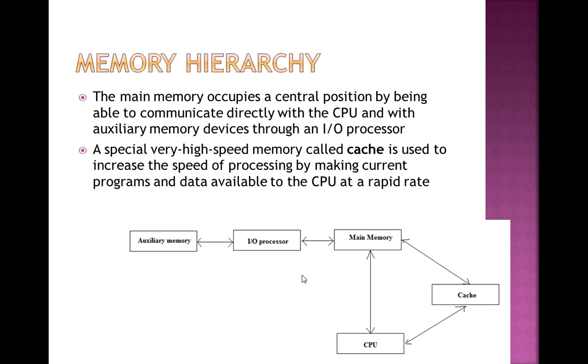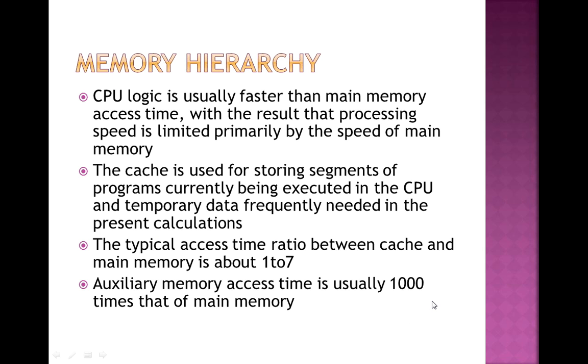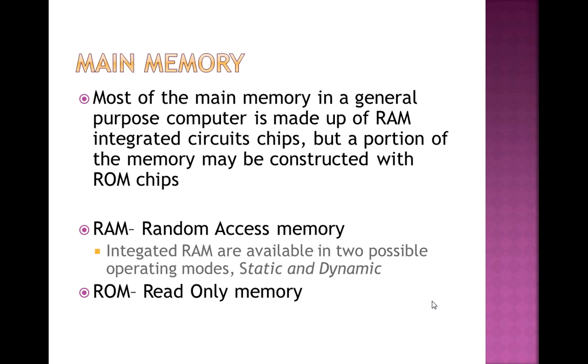This is the diagram that shows the cache memory. The cache memory lies between the main memory and the CPU. This says the cache memory is very fast as compared to the main memory as well as the secondary memory. This is the diagram that shows various types of memory hierarchy in a pyramid format. We have discussed this.